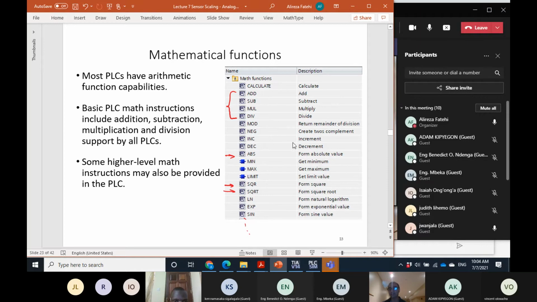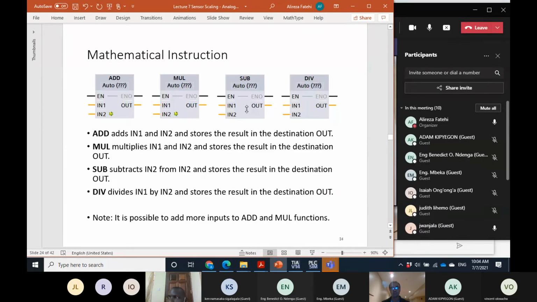Siemens PLC supports many of the math functions. We are not going to use all of them. We need just these 4 basic arithmetic functions. So you have addition, multiplication, subtraction, division. For each of them, there are 2 inputs. For example, adding input 1 to input 2, and then saving that in the output.